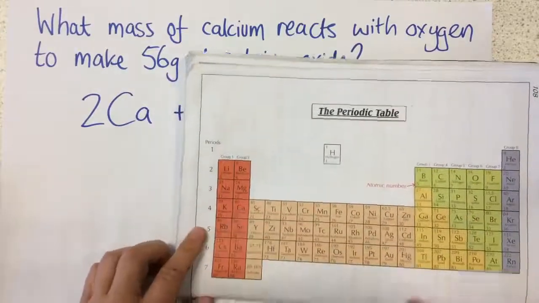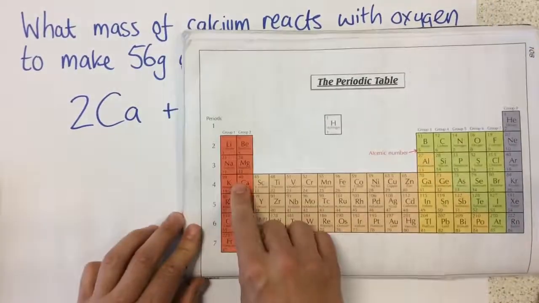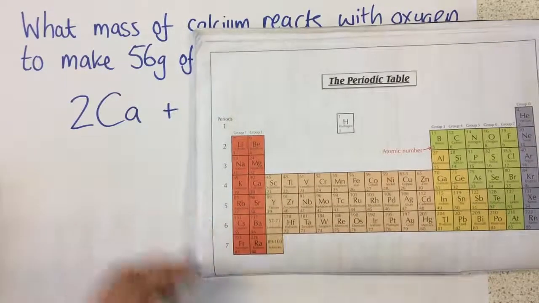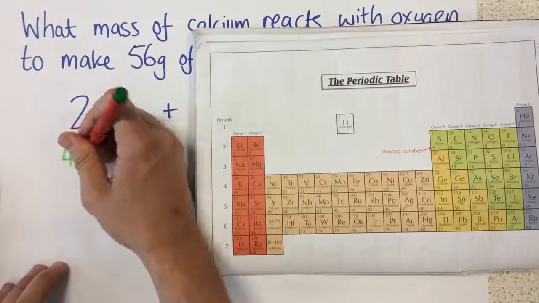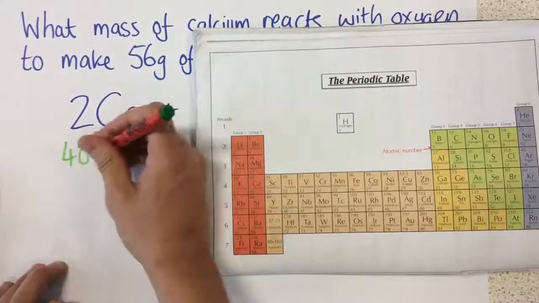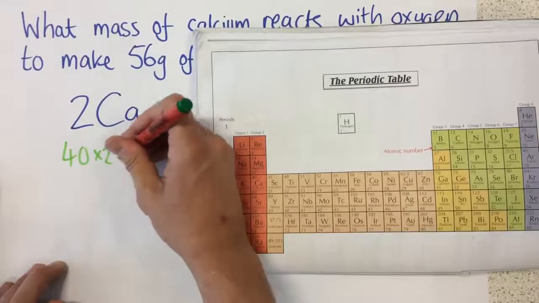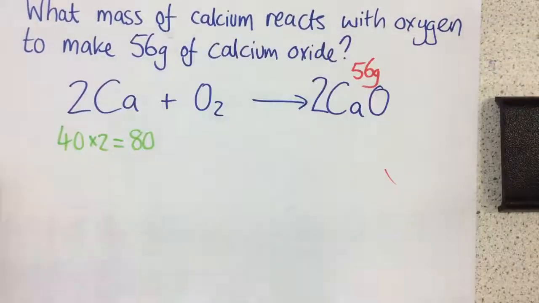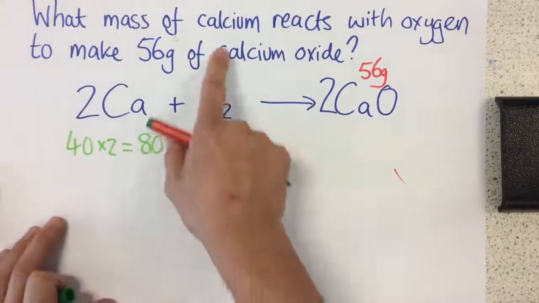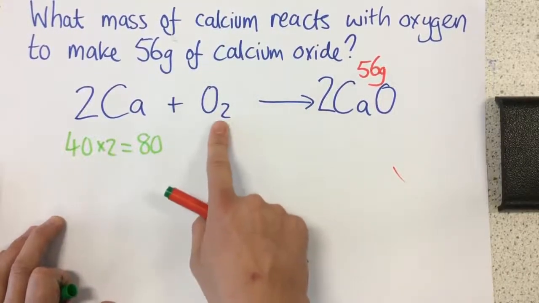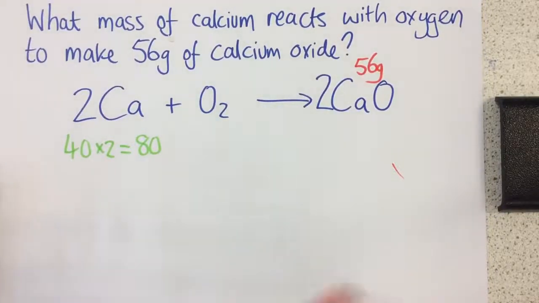So my relative atomic mass of calcium is 40. So let's just get that down here. So it's 40. But I can see I've got two lots of those calciums. So it's going to be 40 times 2, which gives me 80. Now I'm not too interested in the oxygen, I'm only interested in the calcium and the calcium oxide, so I'm not going to look at that oxygen for this question.